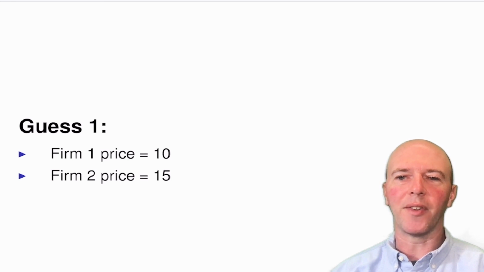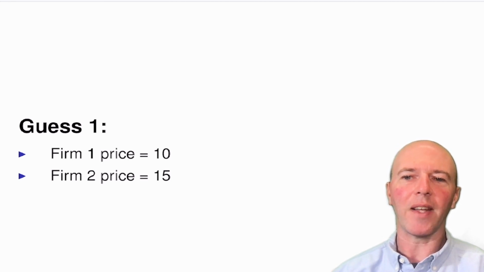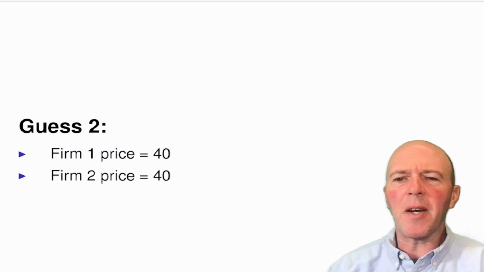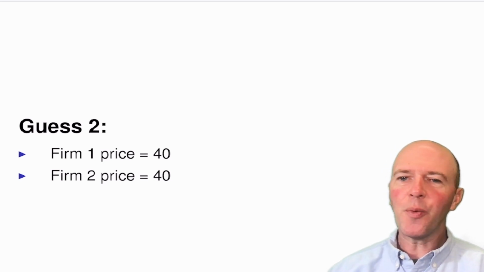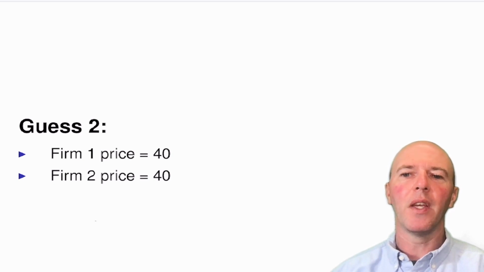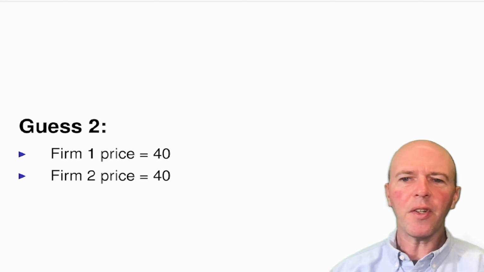So firm 1 has an incentive to deviate here. So this is not an equilibrium. All right, so how about both choose 40? And again, this isn't really about doing any mathematics. This is just understanding the logic of the game. If your competitor has set a price of 40 and you're setting a price of 40, you're doing fine. You're selling to half the market at a price of 40.